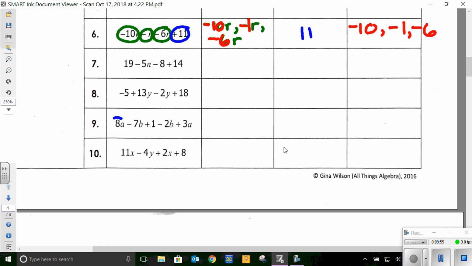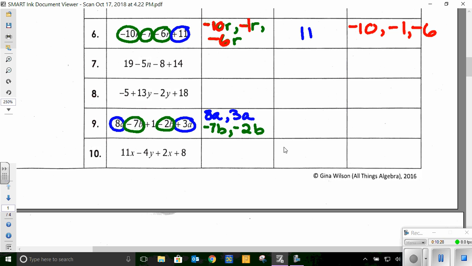So all of my a's, I'm going to start with the a's. These might be my like terms here. I have an 8a and I have a positive 3a. So those two are alike, 8a and positive 3a. But I also have b's that are alike, so I'm going to circle them in another color. I have a negative 7b and I have a negative 2b. So these are both negative.